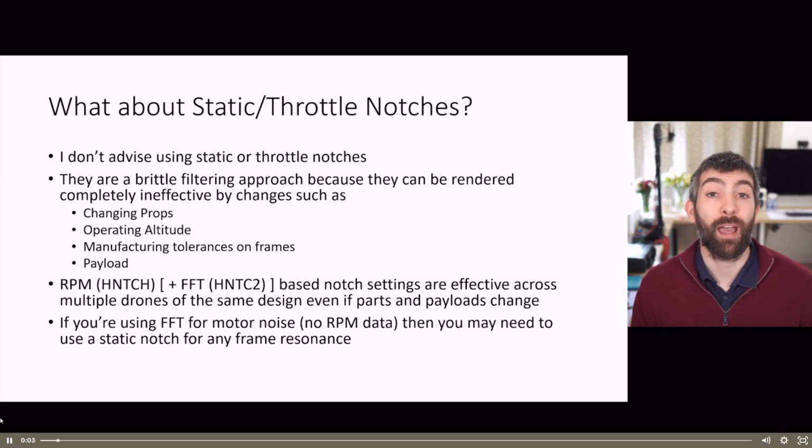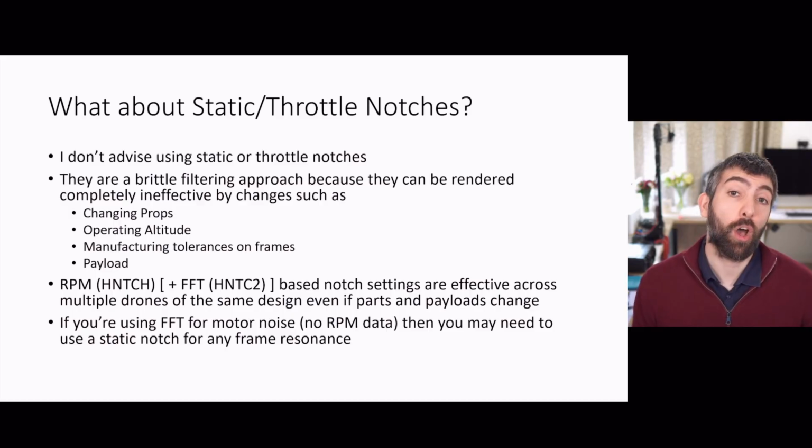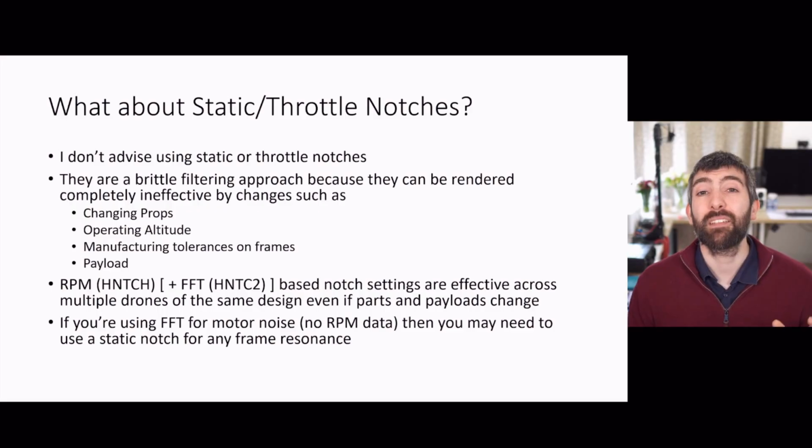We should take a moment to talk about static and throttle-based notch filtering. These are older approaches that drive a bank of harmonic notch filters using either a fixed frequency or a frequency that scales with throttle position. I don't advise using either of these methods nowadays, because they're both very brittle filtering approaches and they can be rendered completely ineffective by changes such as changing your props, changing your motors, changing the operating altitude of the drone. All of these can affect the relationship between motor RPM and throttle position. And if you've got different manufacturing tolerances on frames or you're running different payloads, that can affect the exact frequency of a frame resonance, which renders a static notch less effective at dealing with that noise.